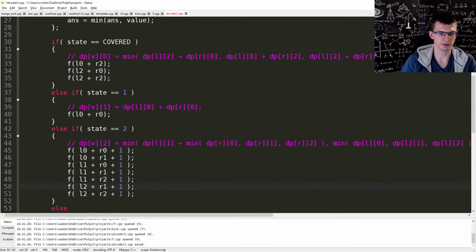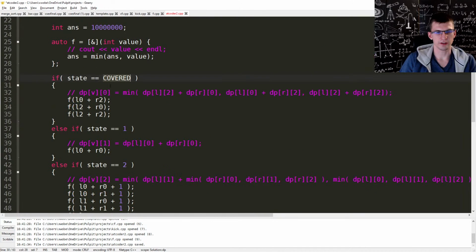Sure. Okay, better. And what do we have? If state is covered, the actual logic, so this part. But thanks to this, I can actually focus on the logic instead of having long lines and typing a lot, modifying a lot, being difficult to debug.